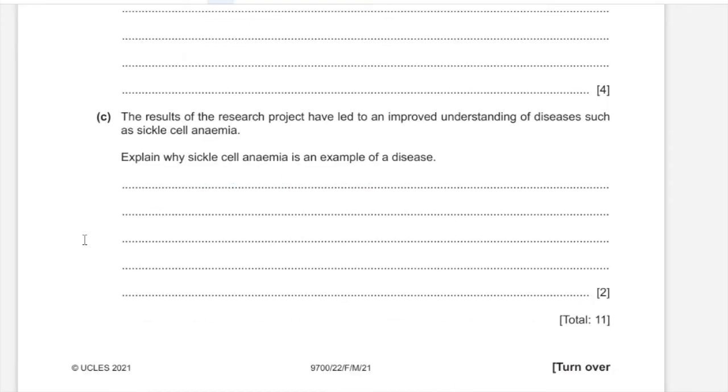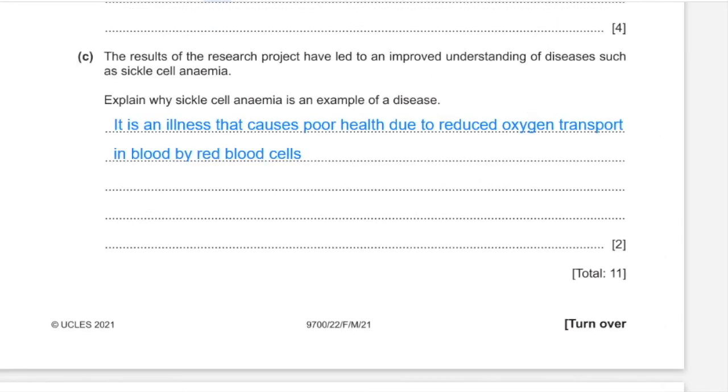The results of the research project have led to an improved understanding of diseases such as sickle cell anemia. Explain why sickle cell anemia is an example of a disease. It is a disease because it is an illness of the body, and that leads to reduced transport of oxygen in the blood due to differences in red blood cells.